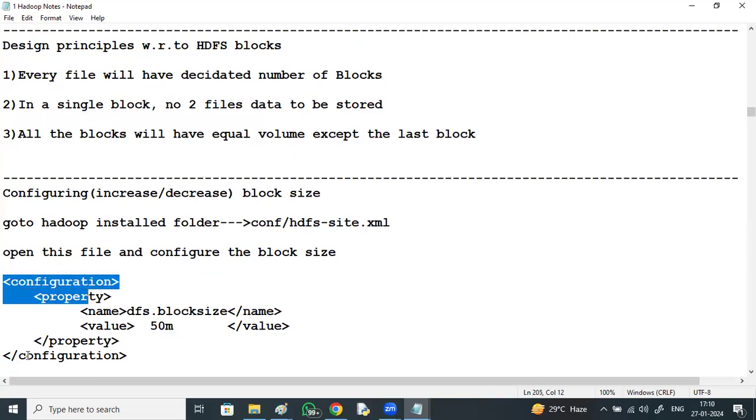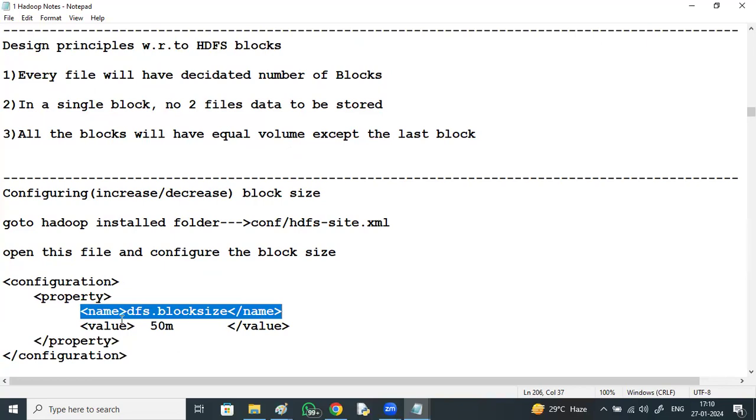So for that, configuration property, name dfs.block.size, and what is the value? 50 MB, right? Okay, you can set your own block size in this way. Now it is set to 50 MB, which means whenever a new file comes, it is divided into 50 MB blocks.